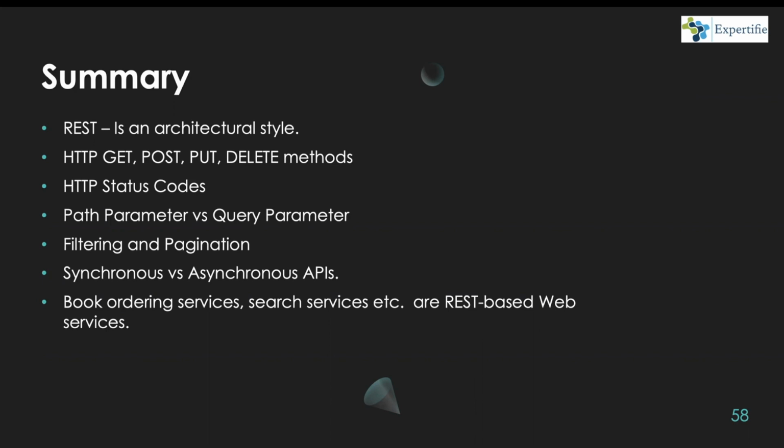And all the generally used service APIs, like any book ordering system, or Amazon or Facebook or anything, any large scale system, are basically developed in REST based architecture only. For each resource and each functionality, they would have some resource. So all these search services are basically implemented in REST based services only. So I think that's it from my side.